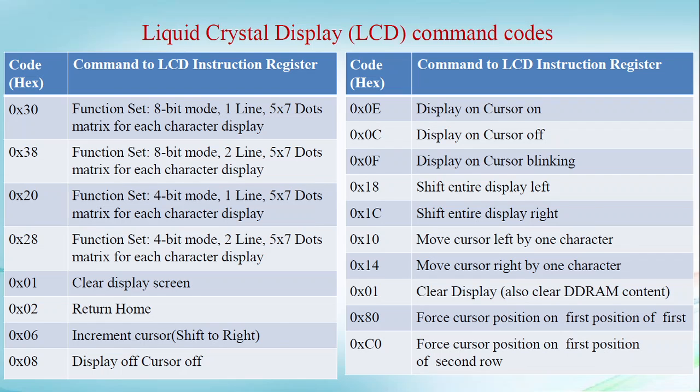So these are the LCD command codes. 0x30 means the LCD selected is in 8-bit mode, one line 5x7 dot matrix. If you give the command 0x38, it means 8-bit mode is selected, 2 lines 5x7 matrix. In this way, a number of codes are there, like 20H, 28H, 01H means clear display screen, 02 return home, 06 increment cursor, 08 display off cursor off, 0E display on cursor on, and so on.